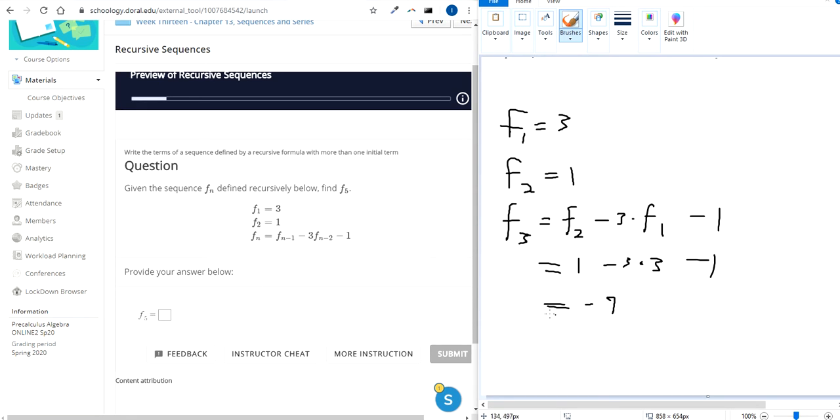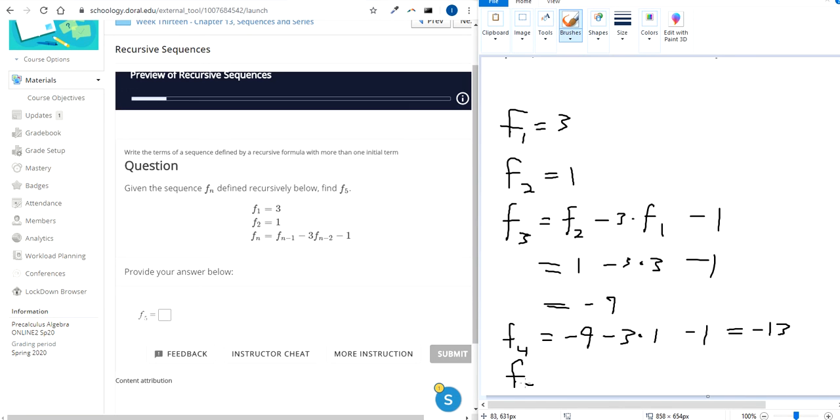We need to get to f sub 5. The fourth term in the sequence means you take the third term and subtract 3 times the second term, and then subtract 1. So negative 9 minus 3 makes negative 12. Negative 12 minus 1 makes negative 13.